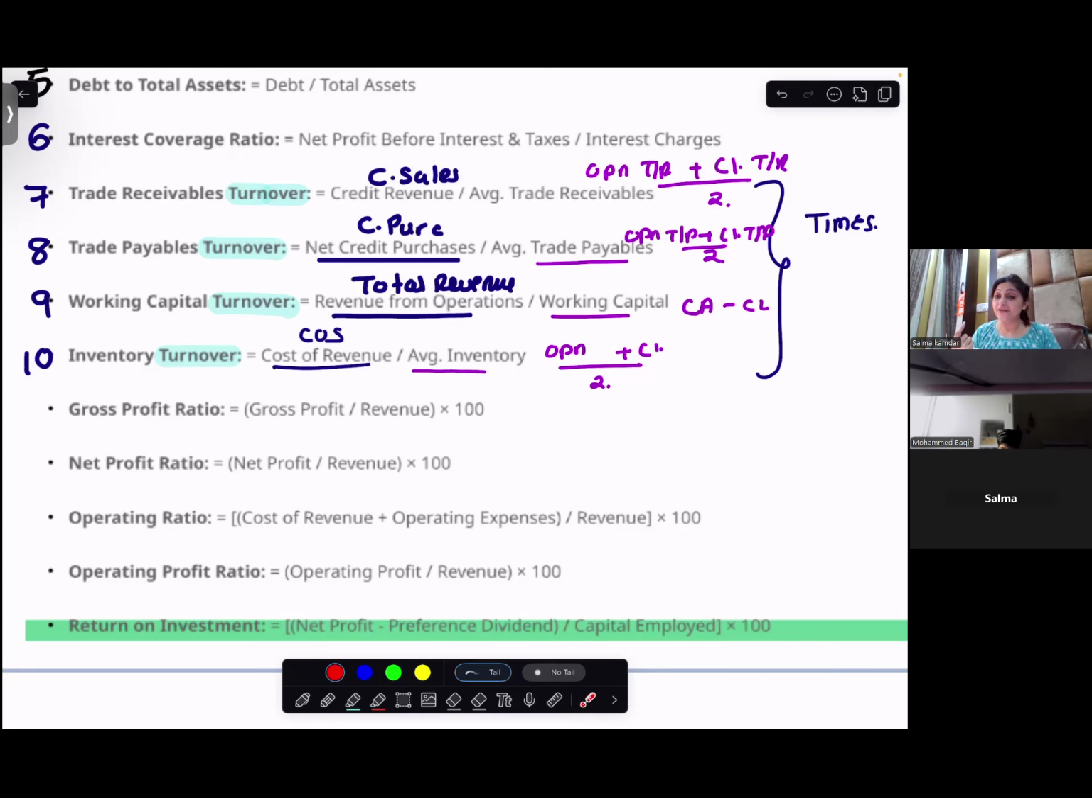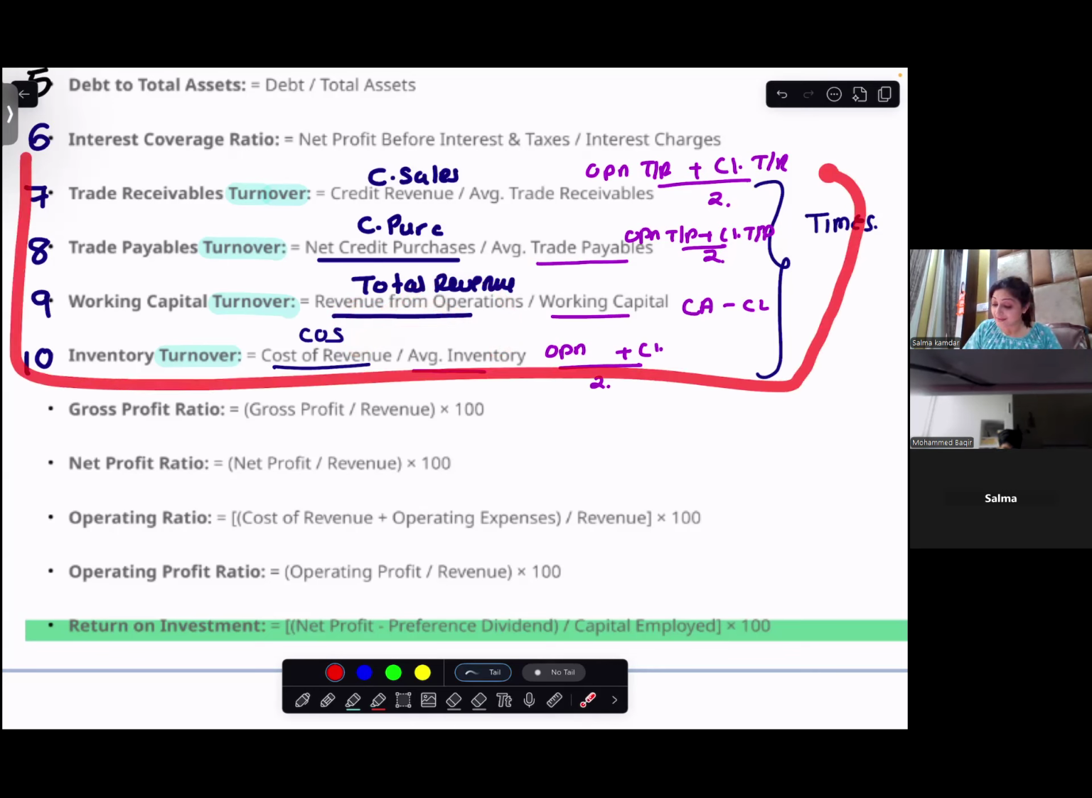What does your working capital turnover ratio tell you? It tells you the efficiency, how efficiently you're using your working capital to generate total revenue. What does your inventory turnover ratio tell you? It measures how effectively a company manages inventory, how many times you're converting your inventory into sales.